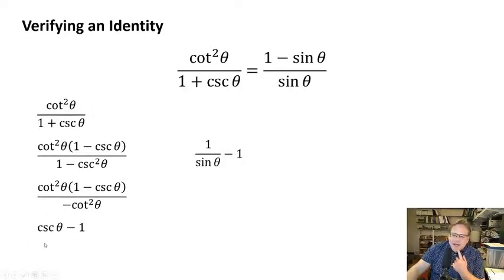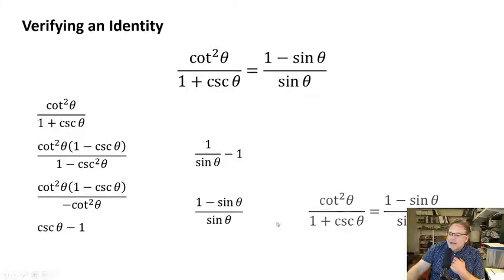Well, let's break this down from cosecant theta to 1 over sine theta, and let's see if I can get a common denominator to make this into a singular fraction. Let's make it so that I have a sine theta over sine theta here. I can convert that 1 into that, and guess what? I've got our solution at hand. 1 minus sine theta all over sine theta. That proves our identity to be true.